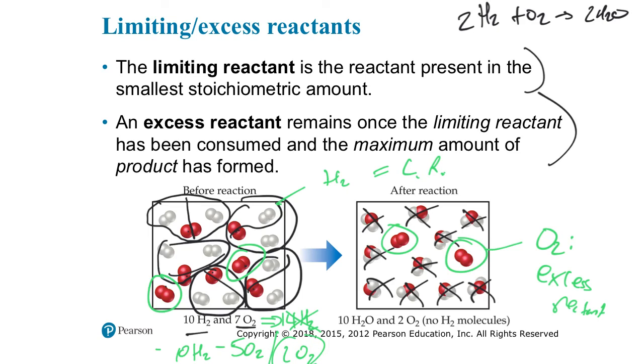So like I said, we can mix together however many molecules of reactants we wish. It's just if we don't mix together the proper 2 to 1 amount of reactants, one of them will be left over following the completion of the reaction.